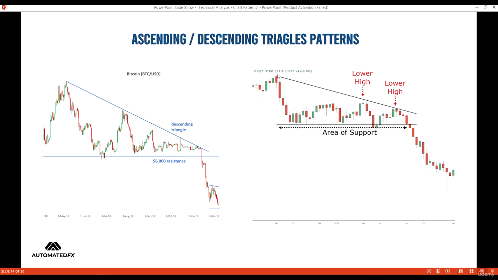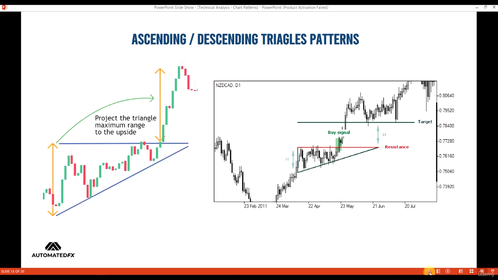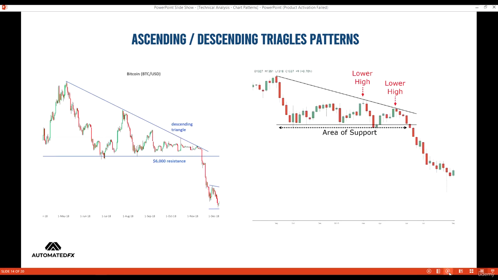So this is another example of the descending triangle. We can see that the market came here, came up, came here, hit here, came here, and then broke down to the downside. This is always a continuation pattern, not a reversal. We're always looking for a continuation. That's it for this market.